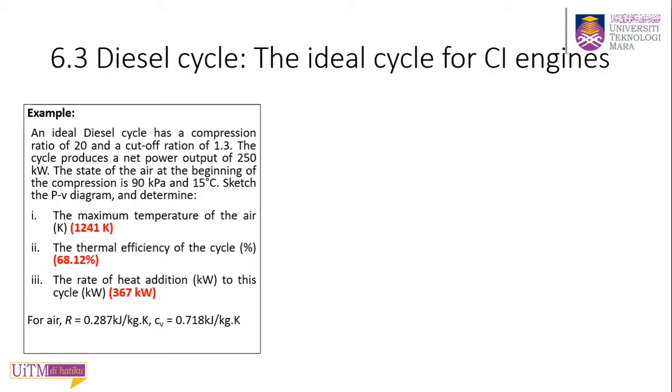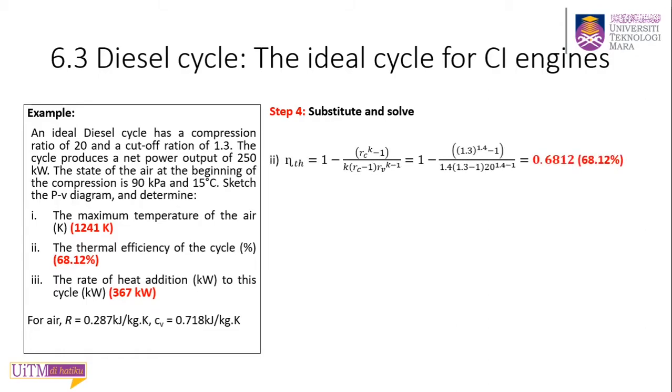For step 4, substitute and solve for the required items. For thermal efficiency, since the compression ratio and cut-off ratio values are already given in the question, it is easier to solve for thermal efficiency using the following thermal efficiency equation. For amount of heat added, since net power output is already given in the question and we have already calculated the thermal efficiency, we can solve for amount of heat added using the following equation.